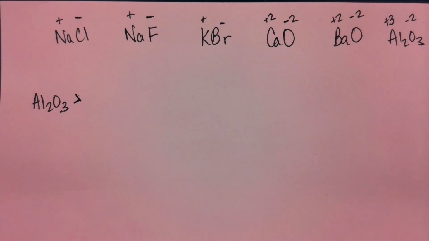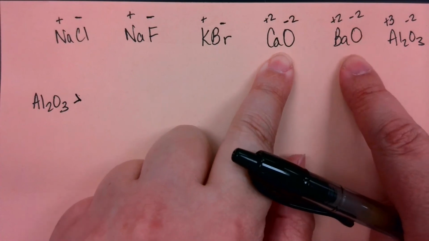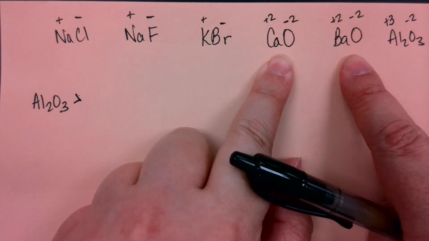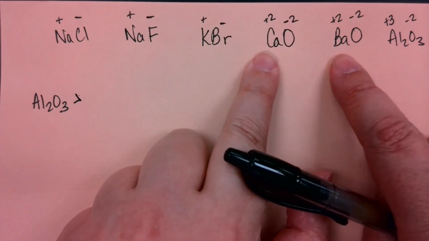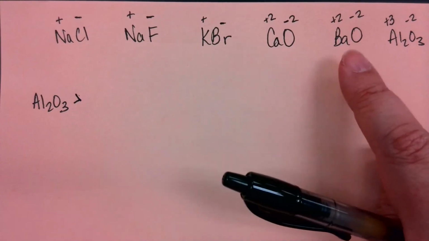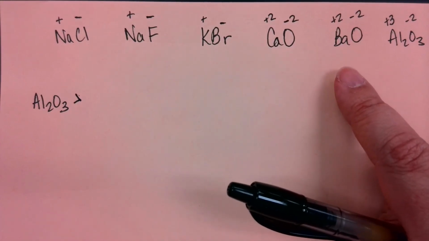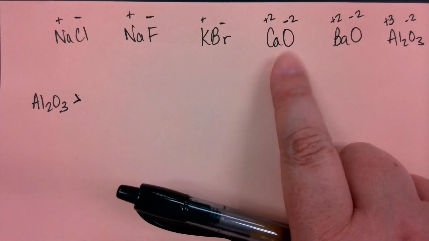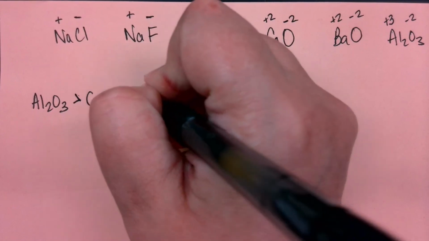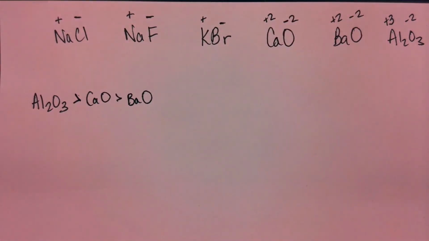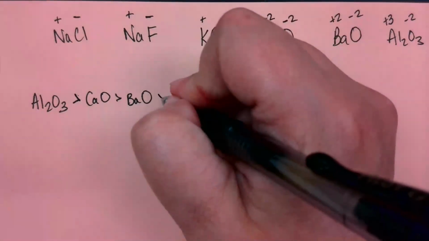Then the next one down, we have a +2, -2, but we have 2 of them. So we have to determine which one is more attractive based on size. The O's are the same size. Ca should be smaller than Ba, right? So smaller is more attractive, CaO, then BaO. Then next we go to the one that's +2, -1. There's only one of those, so that's next.